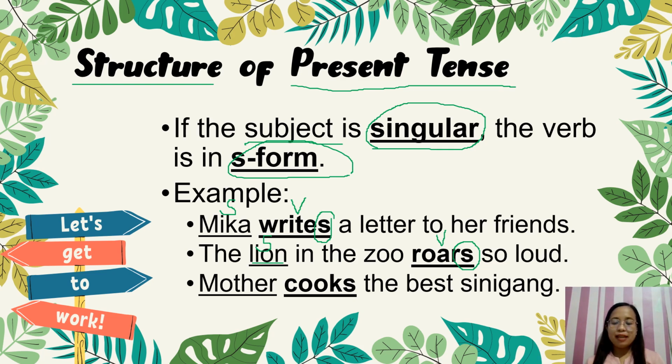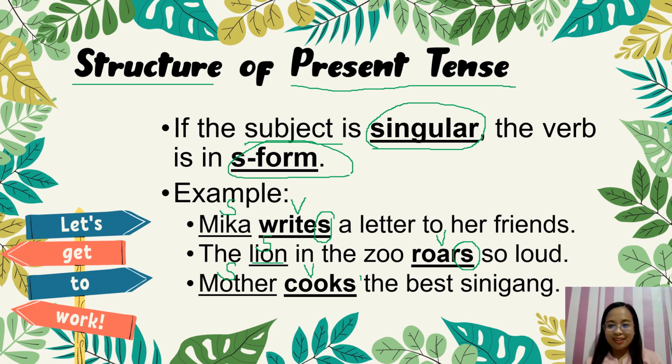Okay, how about the next example? Mother cooks the best sinigang. Okay, what is the subject in the sentence? Okay, yes, the subject is mother. And how about the verb? Okay, the verb is cook.